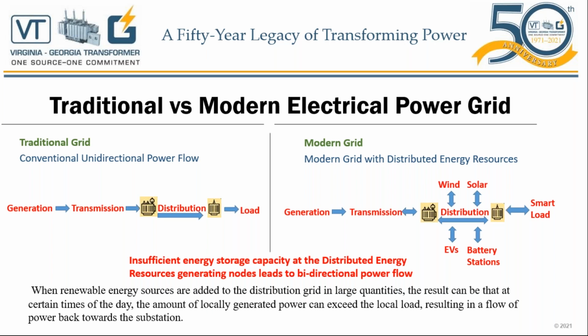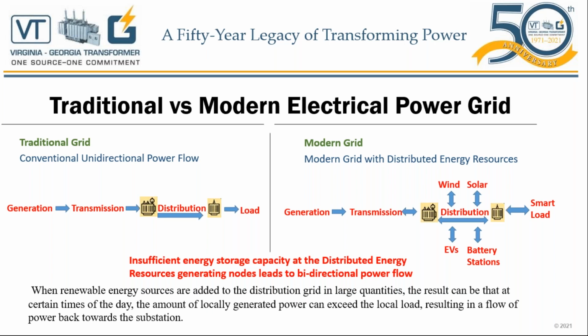In the traditional grid, everything starts from generation, with unidirectional power flow into transmission. From there it goes into distribution, stations, lines, and all the way to the load. Everything is one direction, unidirectional power flow. But with the renewable energy sources being added to the distribution grid, as we can see here, the result is that the energy being generated at certain times of the day and the amount of locally generated power can exceed the local load, which can result in the flow of the power back towards the substations.